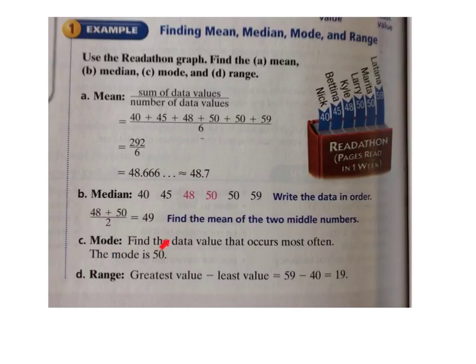Mode, find the data value that occurs most often. 50 occurs most often. So mode's like the easiest one to find, right? Sometimes there's more than one mode, and we'll discuss that too. And then the range, that's the biggest value minus the smallest value, and so that's 19. And we use that sometimes when we discuss, well, how spread out is the data, and that sort of thing. And we'll have that discussion later. But again, finding mean, median, mode, and range.